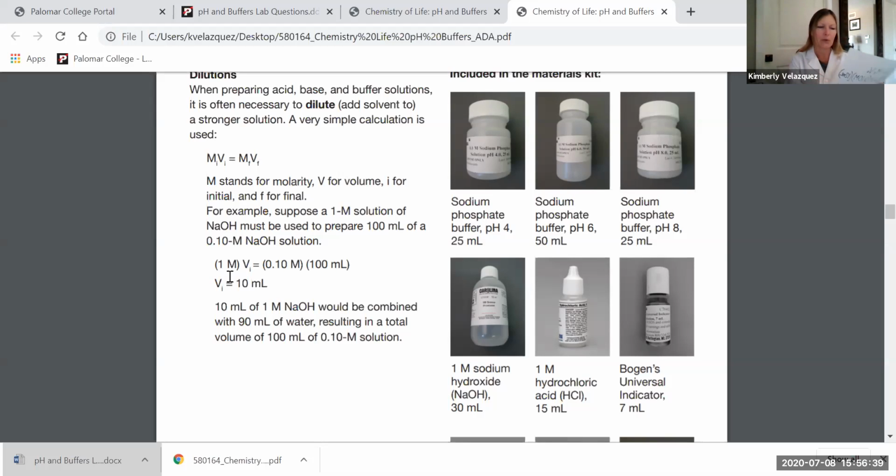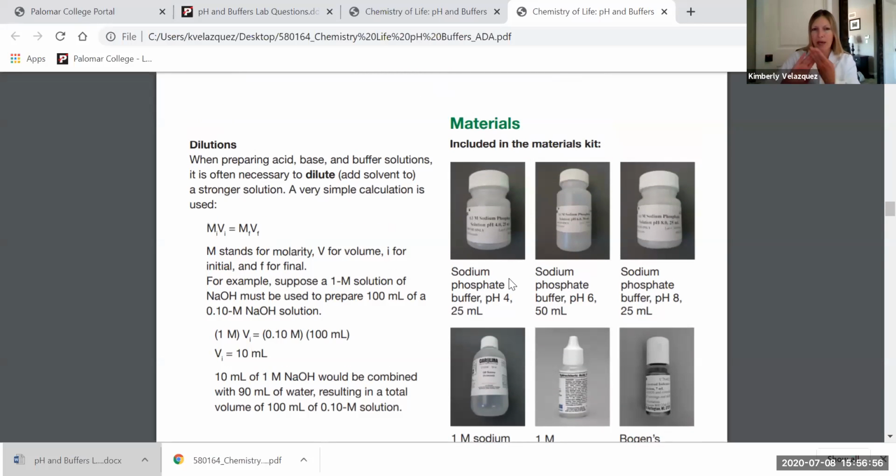In the lab today, you're going to be looking at making a 0.1 molar solution, but you need 12 milliliters total of that solution instead of 10. And we'll talk about that more when I show you the exact lab activity.